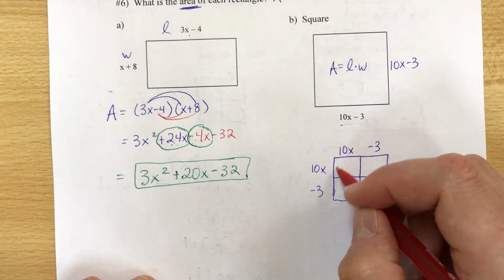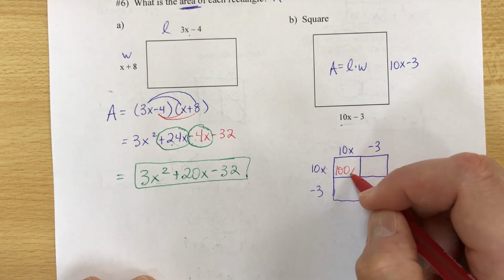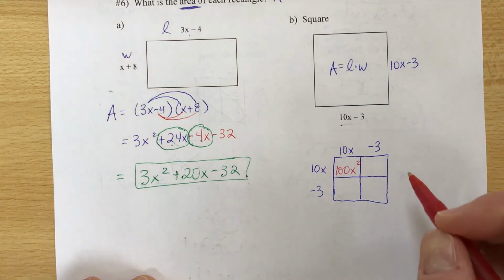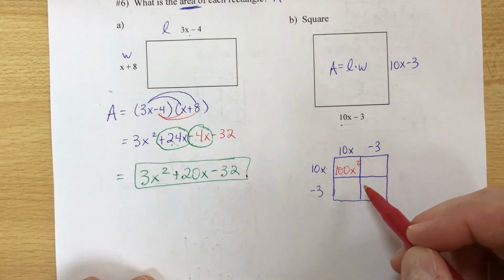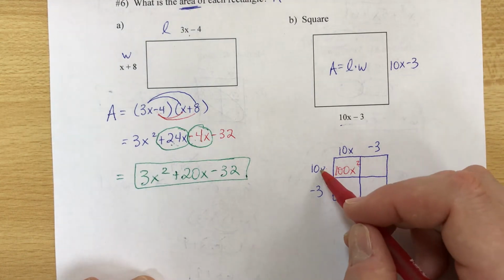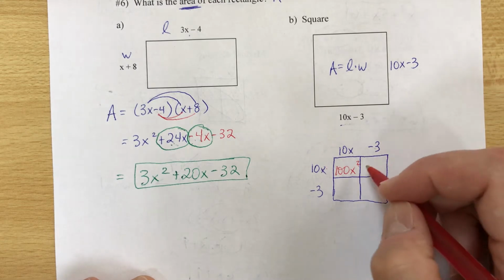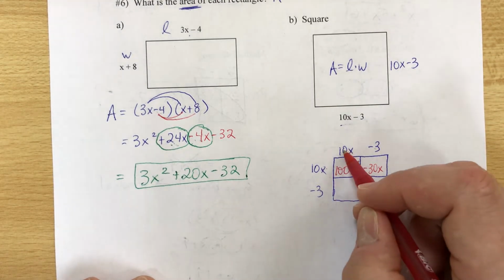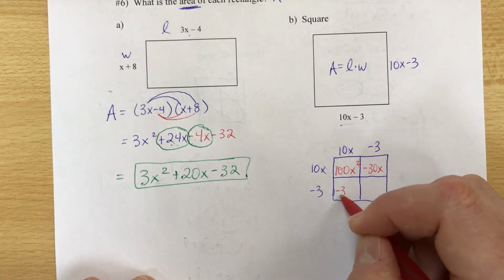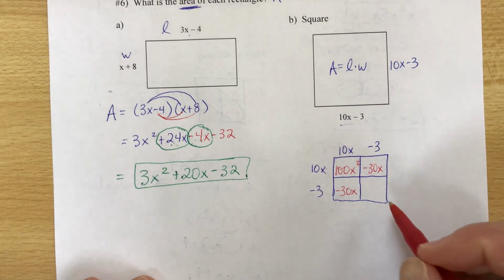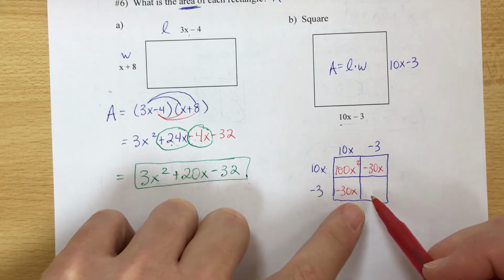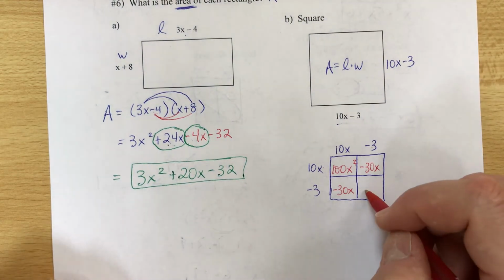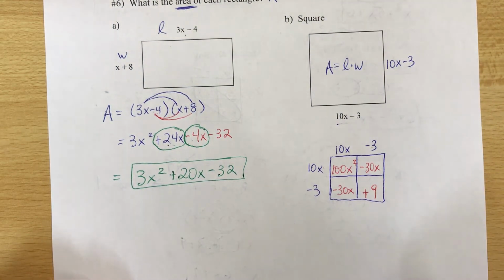Okay, 10 times 10 is 100. X times x, x squared. If you don't put that exponent there, everything else is going to be off. 10x times negative 3 is minus 30x. Negative 3 times 10x is minus 30x. Now this is negative 3 times negative 3. A negative times a negative is a positive, and that will be 9.